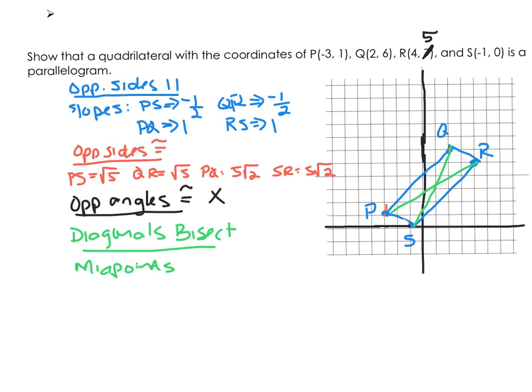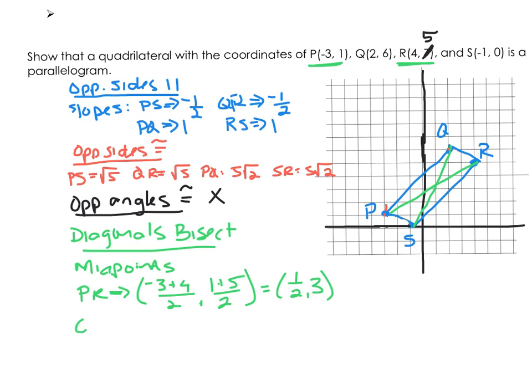So the midpoint of PR. Well, I'm going to go back up to my coordinates up here. And I'm going to average those x coordinates, so -3 and 4. And I'm going to average the y coordinates. And so the midpoint of PR is going to be (1/2, 3). I'm going to do the same thing for QS. So why don't you go ahead and do this, and then you can just check your answer.